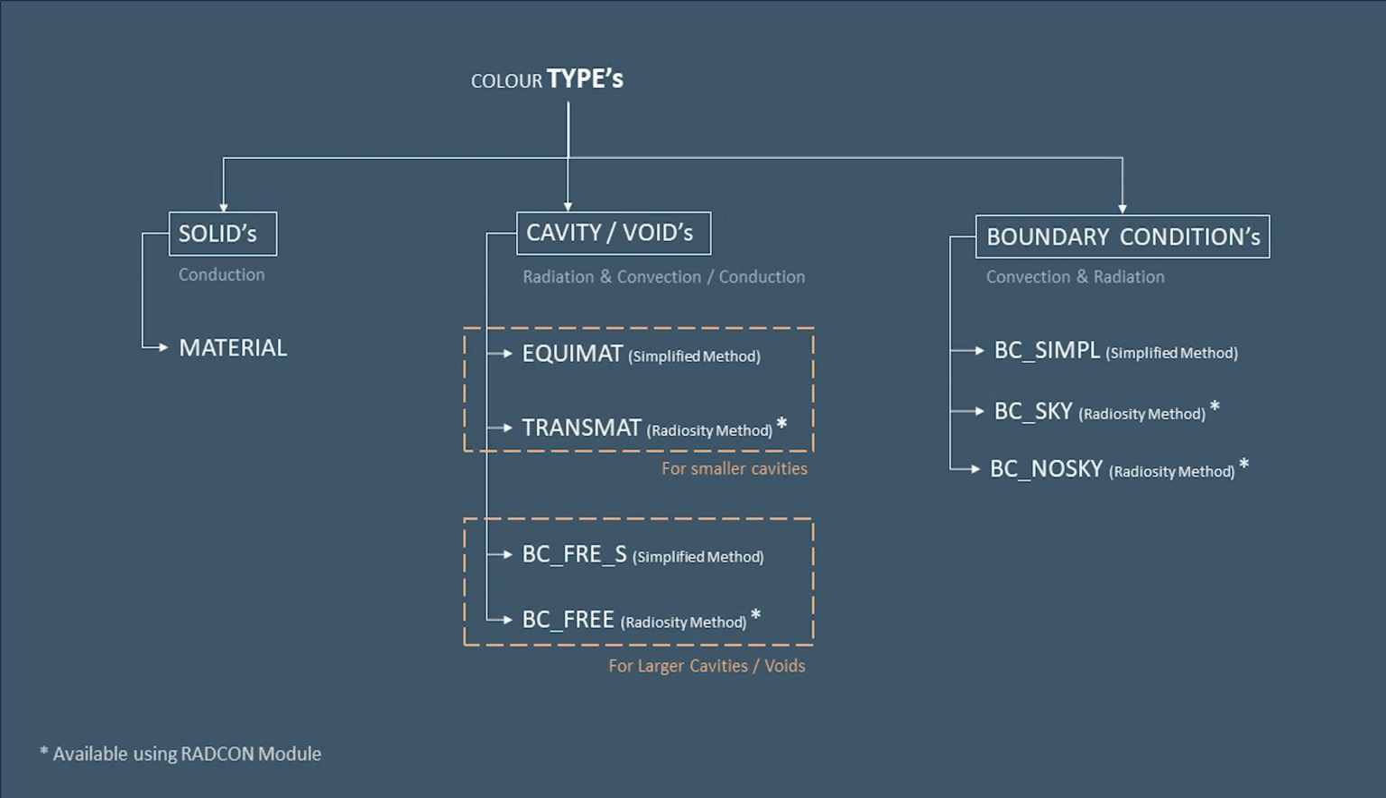Hence, to summarize, for all solid materials, conduction is the primary mode of heat transfer. We choose the type as material. For cavities where convective and radiative heat transfer is possible, we choose type Equimat to consider simplified radiation and type Transmat to perform detailed infrared radiosity analysis. For larger cavities, which are in the size of a larger void or a room, we choose type BC-free-S for simplified radiation and BC-free for detailed radiation. For boundary conditions, we choose BC-simple with simplified radiation and BC-sky for the radiosity method.